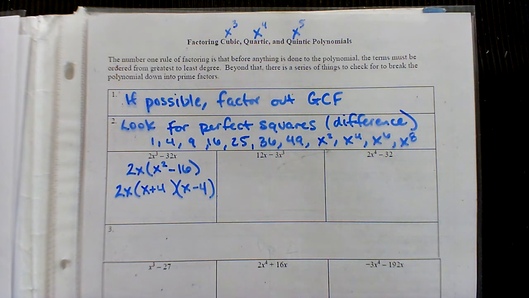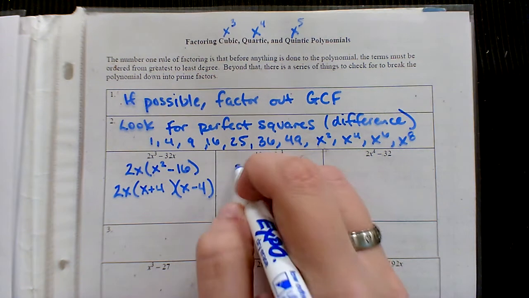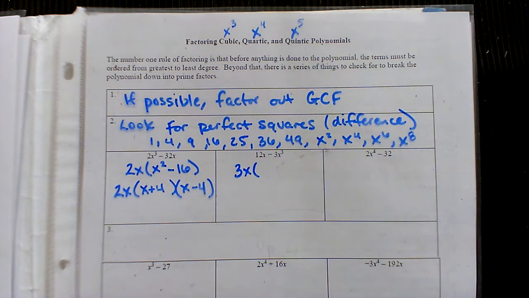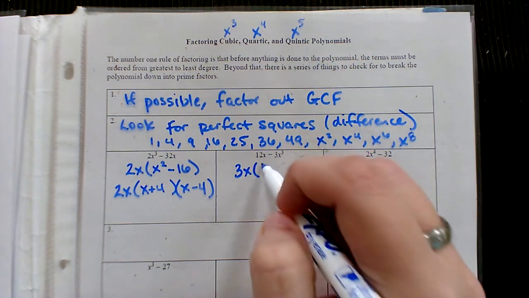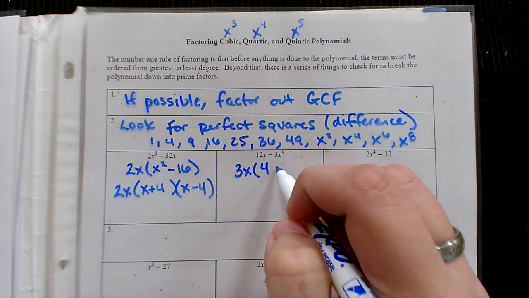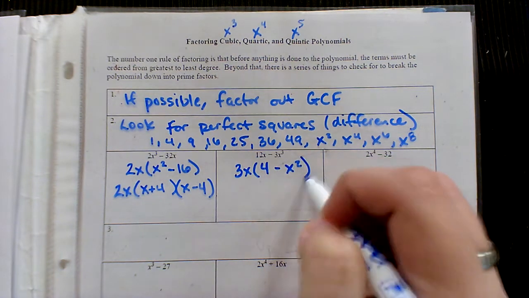All right, let's take a look at the next one. At first glance, it doesn't really look like a difference of perfect squares, but maybe we can remove something. Maybe it'll turn into that. Do we have a GCF? Yeah, 3x. So if we divide everything by 3x, we'll have 4 minus x squared.